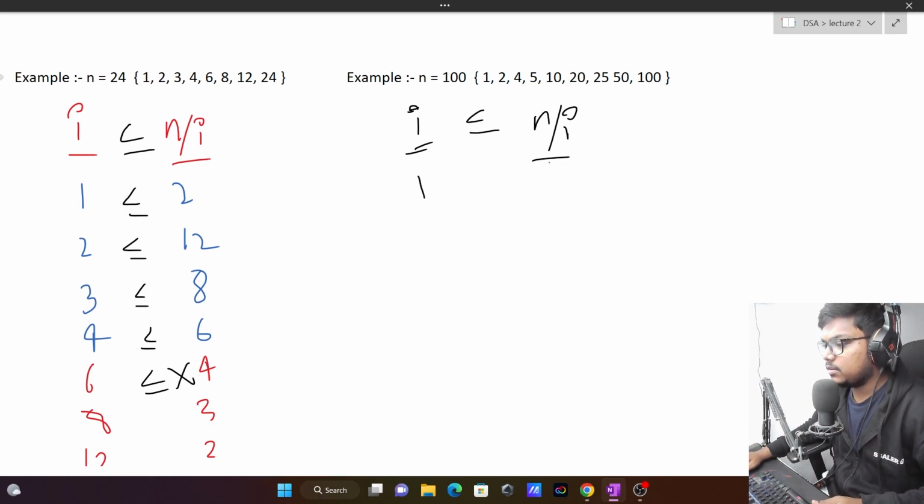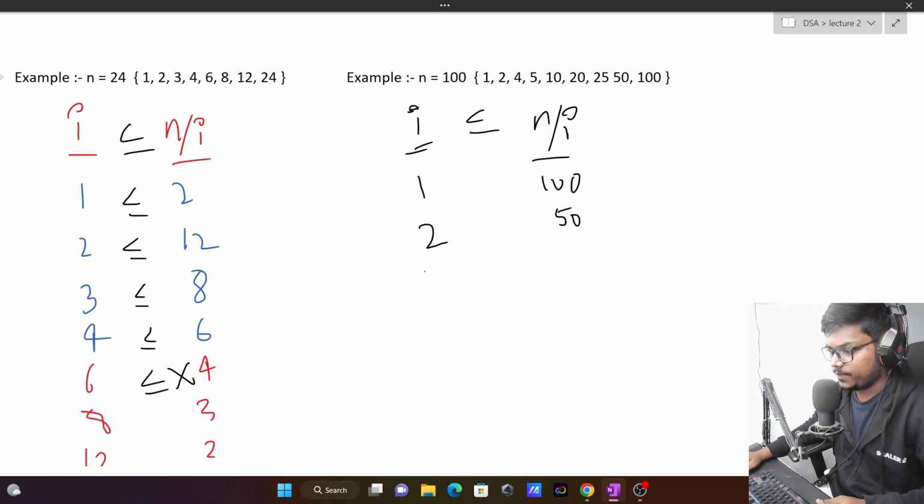1 is a factor. Then what will n by i be? It will be 100, right? Now when 2 is a factor of 100, we can say 50 is also a factor of 100, because 100 by 2 is 50. Now 4 is a factor of 100, right? Now we can say 25 is also a factor of 100. 100 by 4 is 25, right?